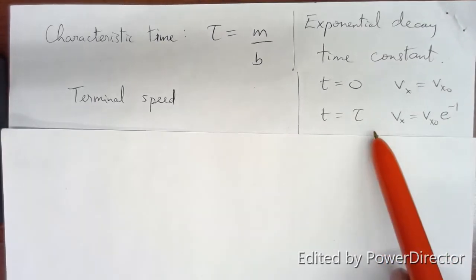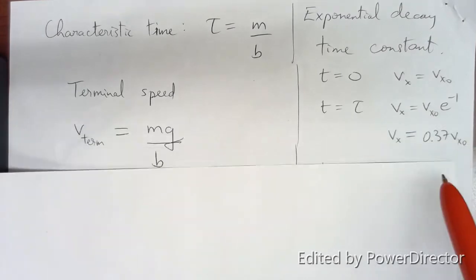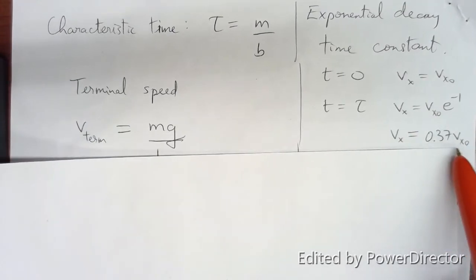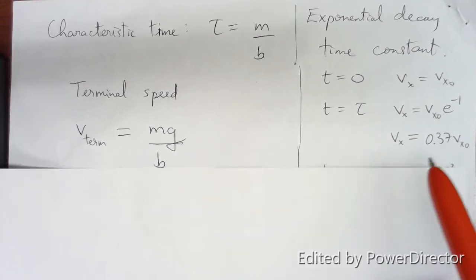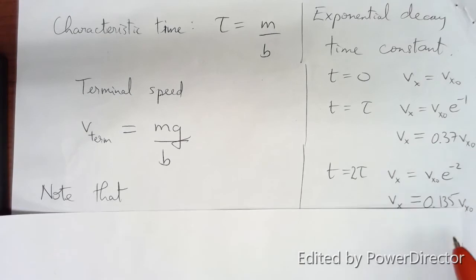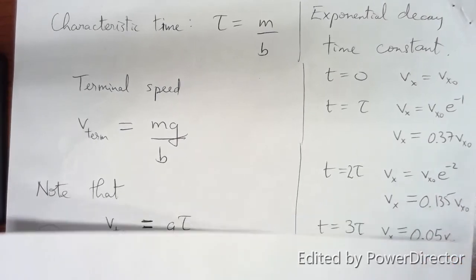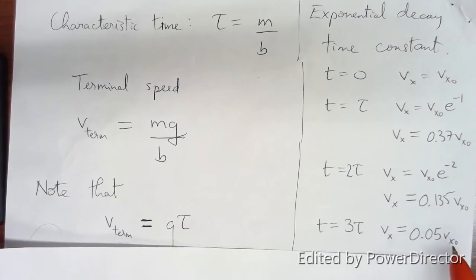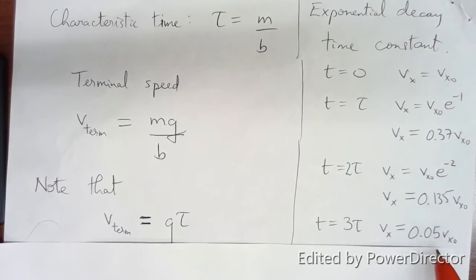To give you a reminder, we see that at t equals 0, Vx is Vx naught. After one time constant has passed, we have Vx is Vx naught times e to the negative 1, which is 0.37 Vx naught. So in other words, the velocity in the x direction has dropped to 37% of its initial value after one time constant. After two time constants, it's down to 13.5% of its initial value. And after three time constants, it's down to 5% of its initial value. This is an exponential decay.